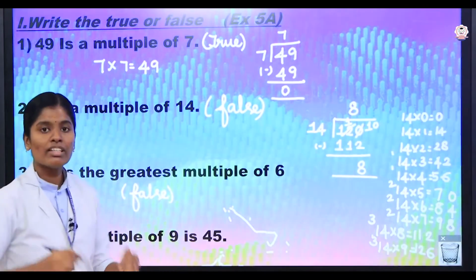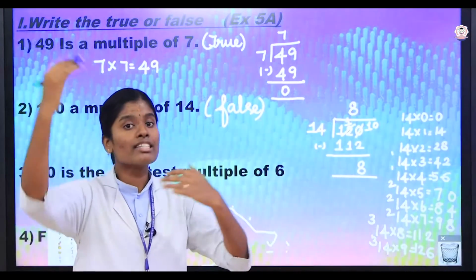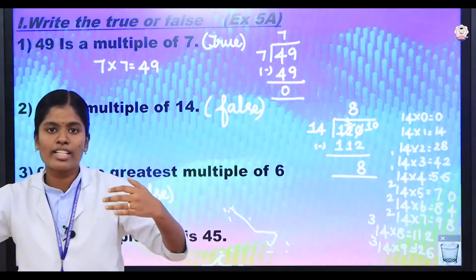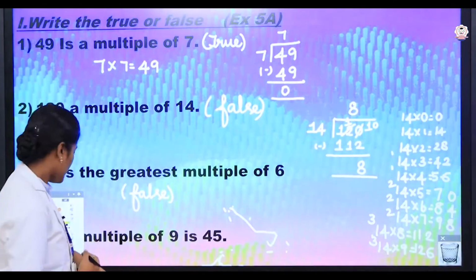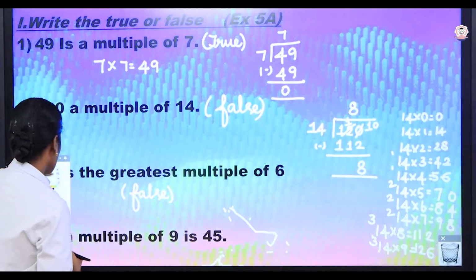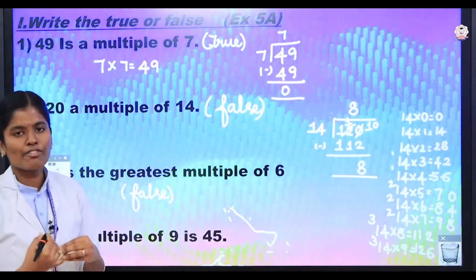Why? Because we have 6 tens are 60, then 6 11s are 66, 6 12s are 72. So, we have more values. This is a false statement. And finally, the fifth statement: multiples of 9 is 45.